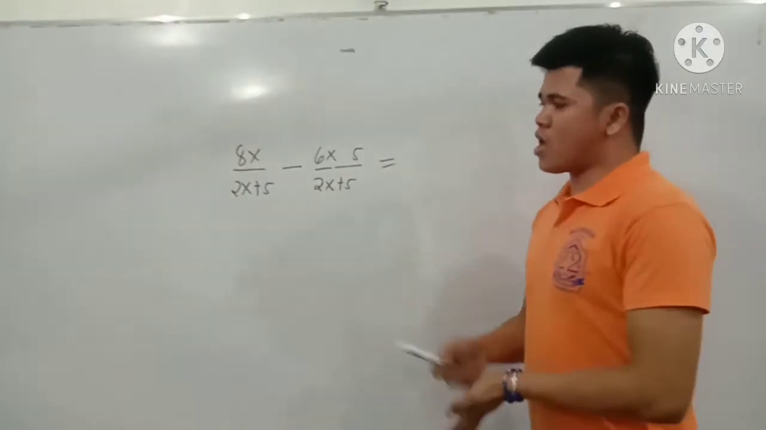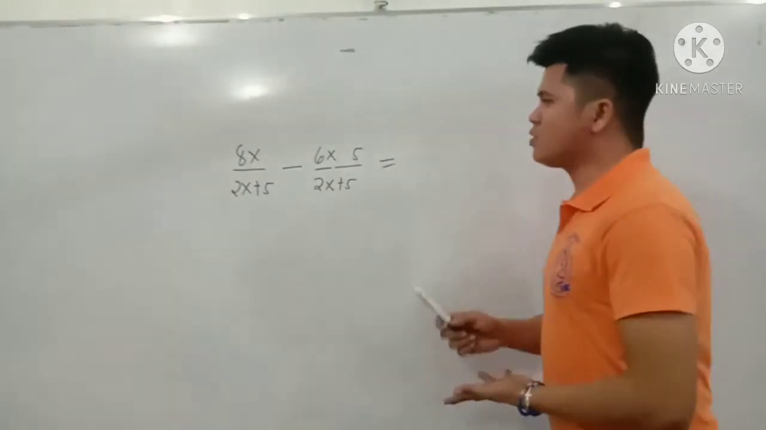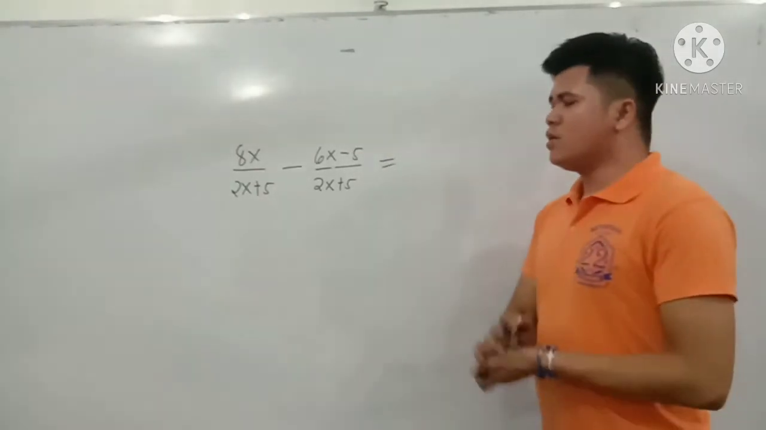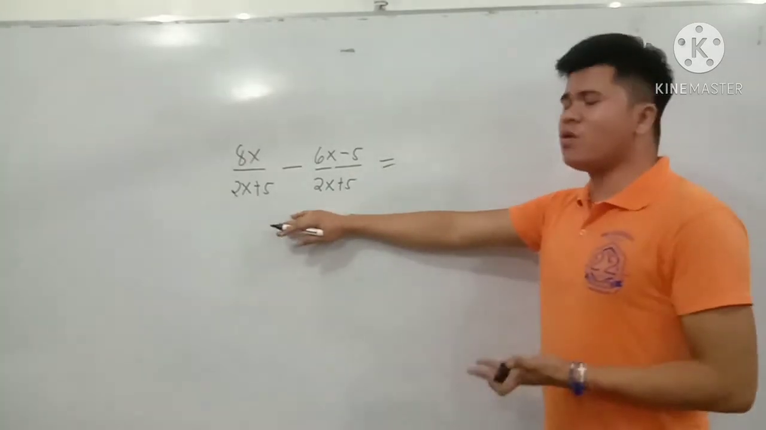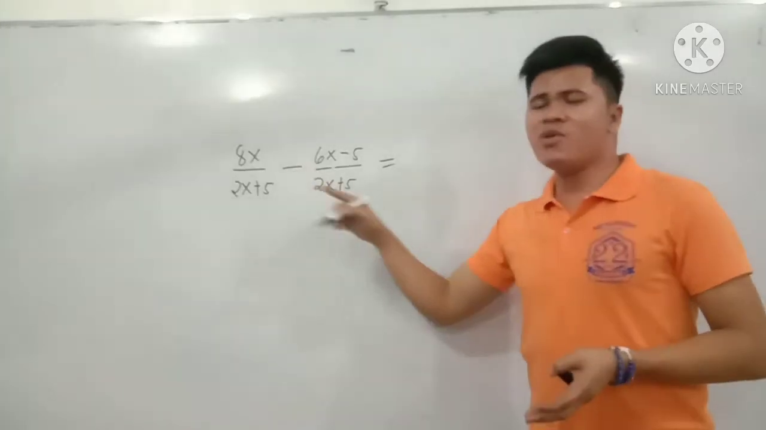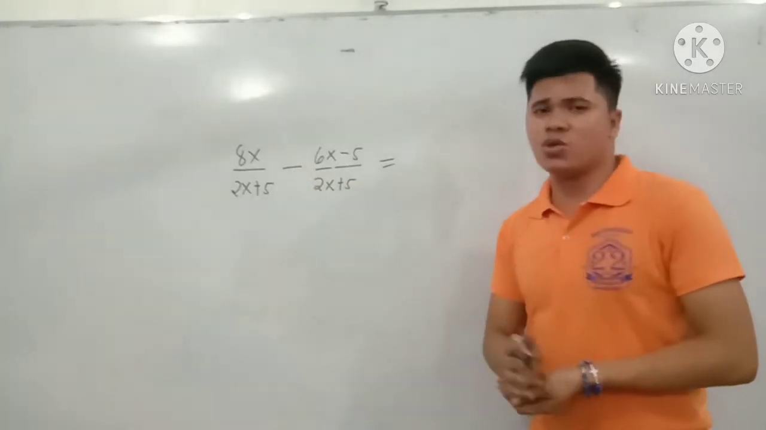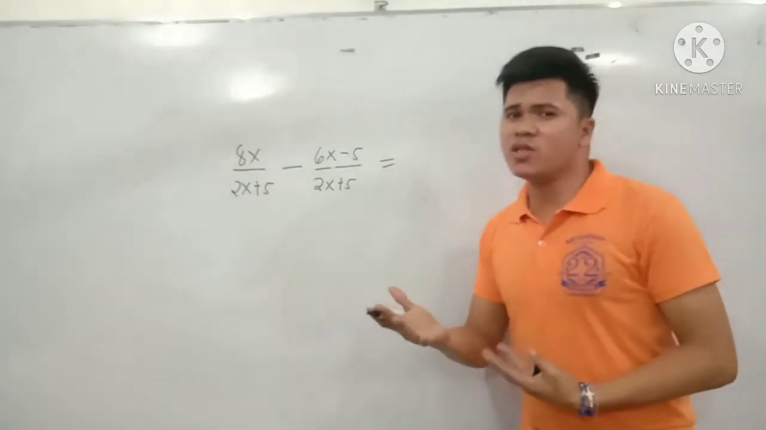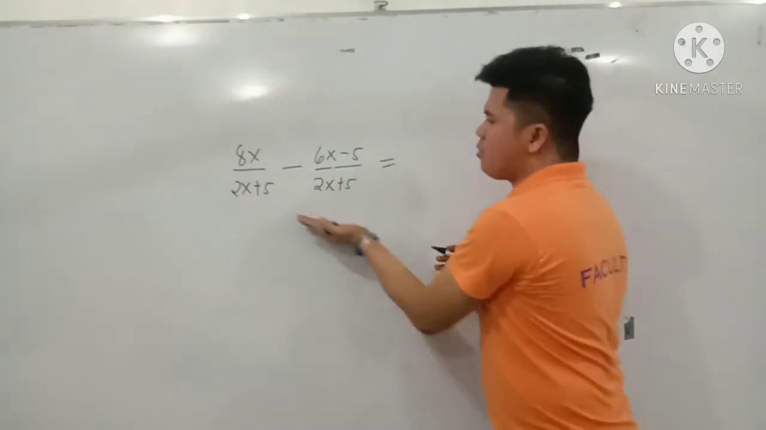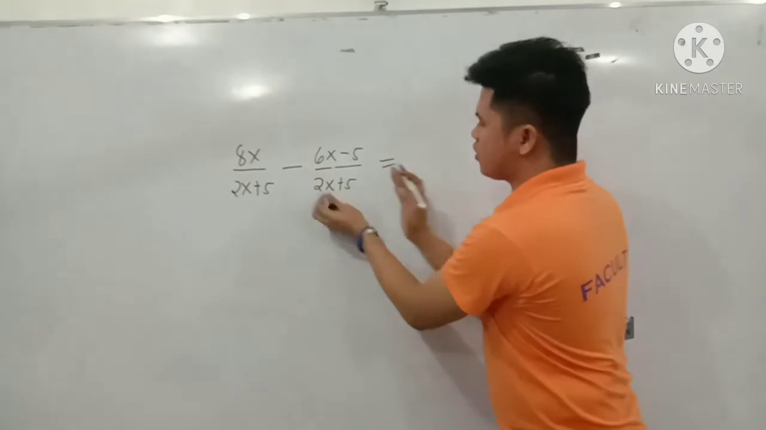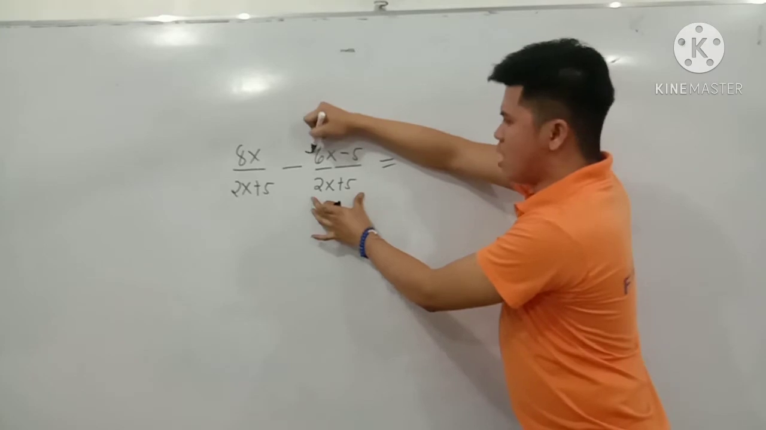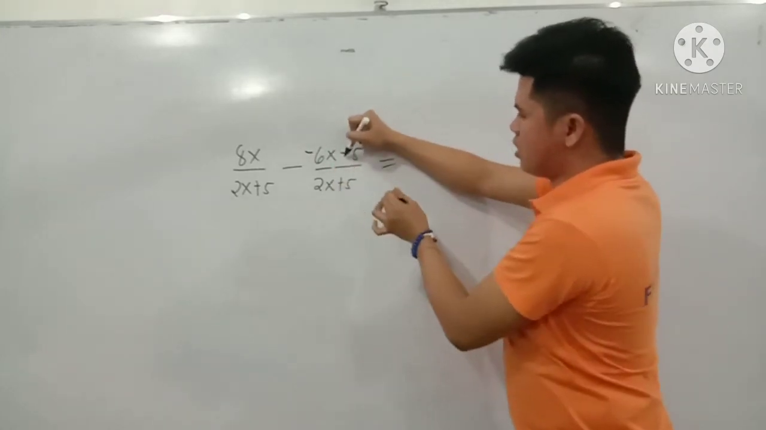Let's say 8x over 2x plus 5 minus the quantity 6x minus 5 over 2x plus 5. Now, in this case, we are dealing with subtraction since our operation is minus. Then, if you remember the rules in subtracting integers, we always have to change the sign of the subtrahend and proceed to addition. So, from this example, our subtrahend is these terms. So, we have to change the sign. This one will become negative, and the minus will become plus.